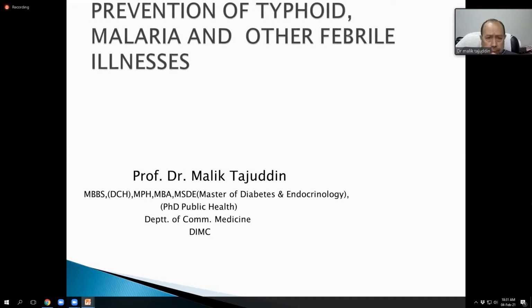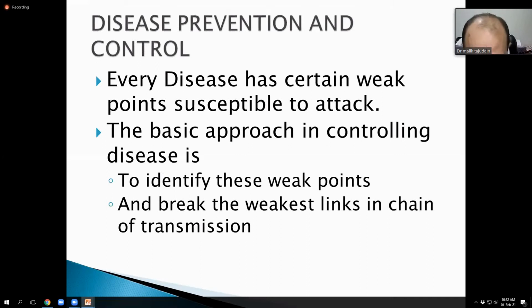So how can we prevent them in community medicine and public health? We most of the time try to discuss or target the strategies through which we can prevent the occurrence of these diseases before their occurrence. Okay? Before the incidence, before the prevalence, before they present to us. Or we try to protect our population before they get infected by these diseases. So we will see how we can prevent typhoid and malaria and other febrile diseases.